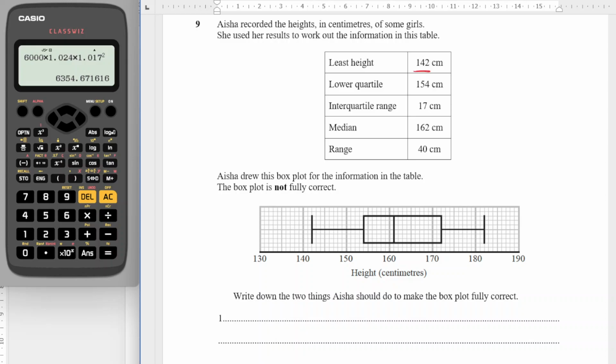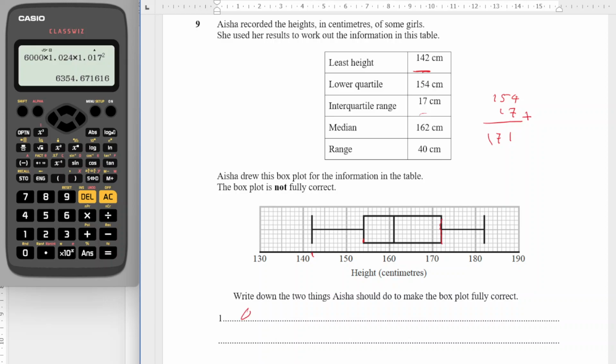So let's look. Least height 142. I would agree with that. Lower quartile 154. So I would agree with that as well. Interquartile range of 17. So that's the difference between, so if I say lower quartile was 154, and we've got an interquartile range of 17, then my upper quartile should be at 171, and I don't think it is. So first mistake, the upper quartile is in the wrong place.